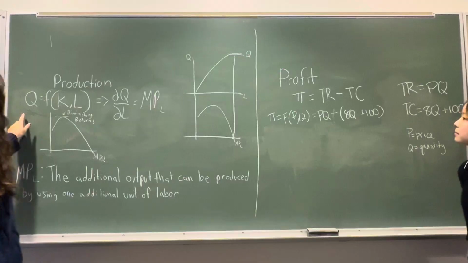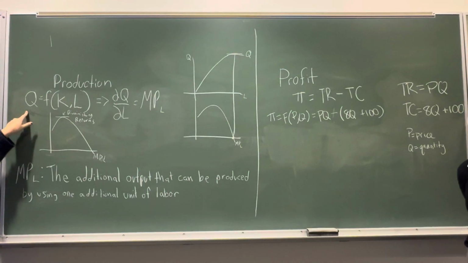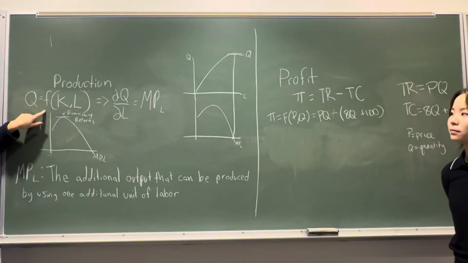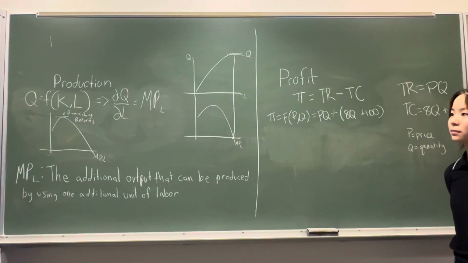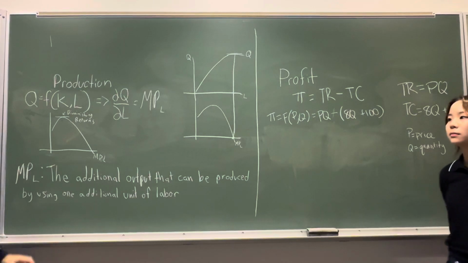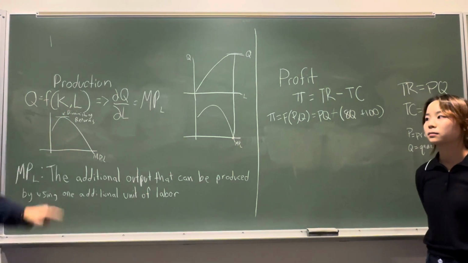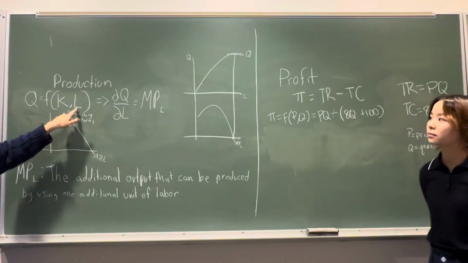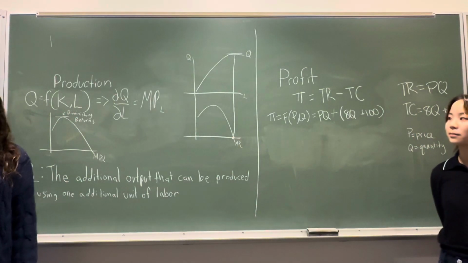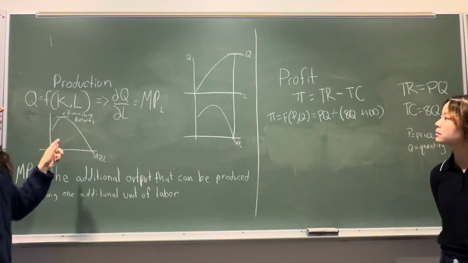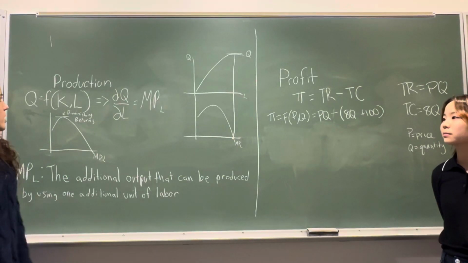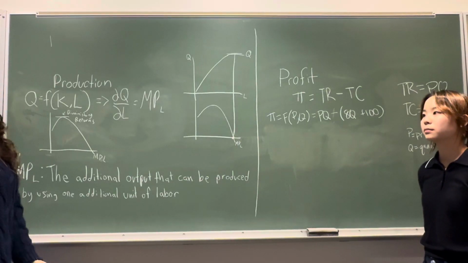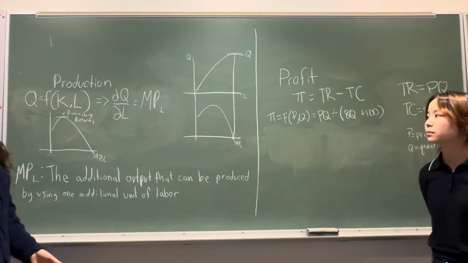Production is based on the quantity produced, and the quantity produced is a function of capital and labor. Capital is like the material goods that are being inputted, and labor is the people who are being inputted. As you can see, this is a multivariable function, and in order to further analyze it, we can take partial derivatives to see how the change in labor is affecting the change in output, and the change in capital is affecting the change in output, separately.